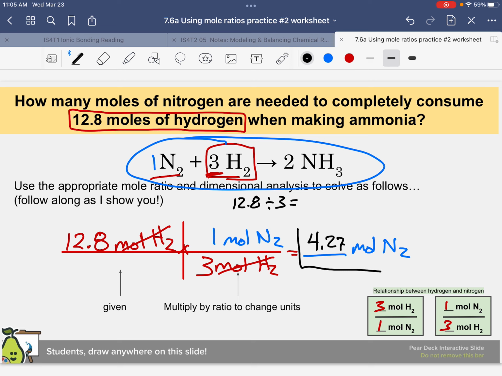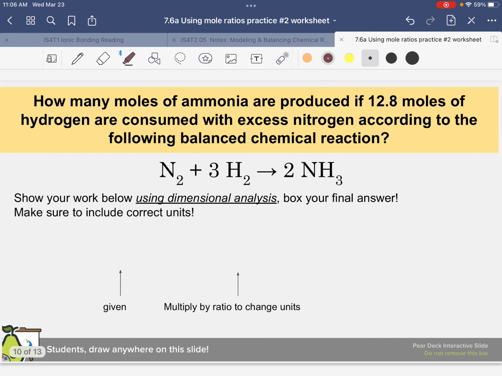And this is my final answer for this question. Notice I didn't have to worry about ammonia at all for this question because the question didn't ask anything about it. Let's move on to another question.